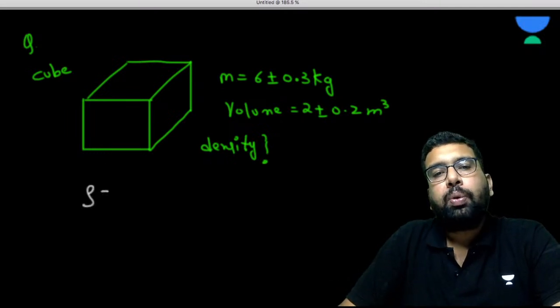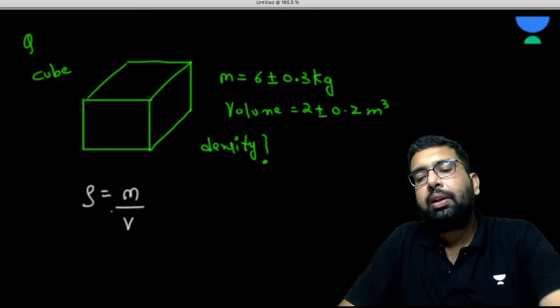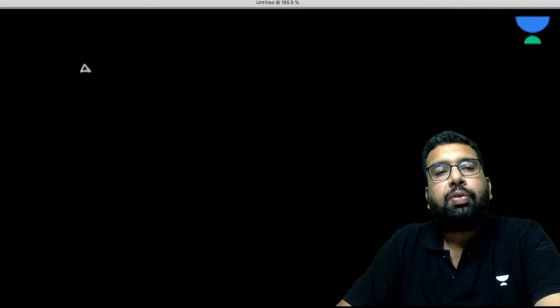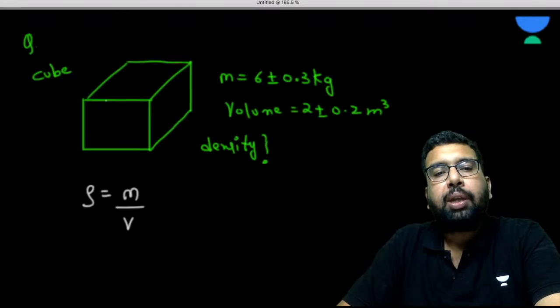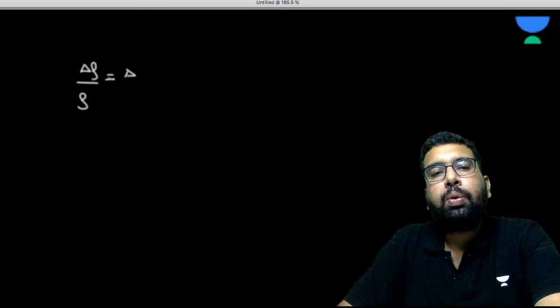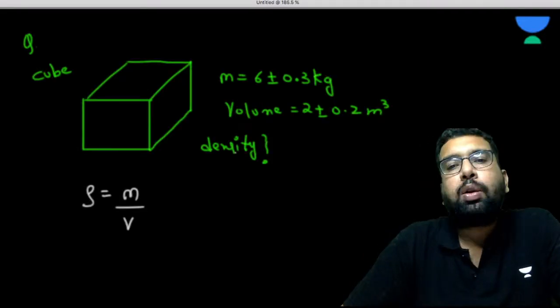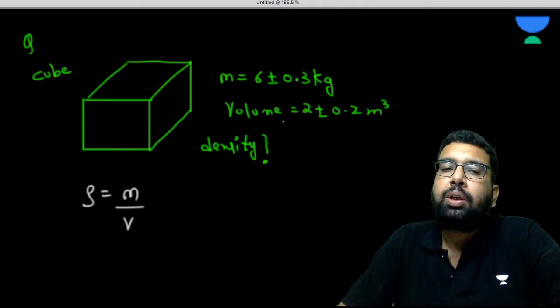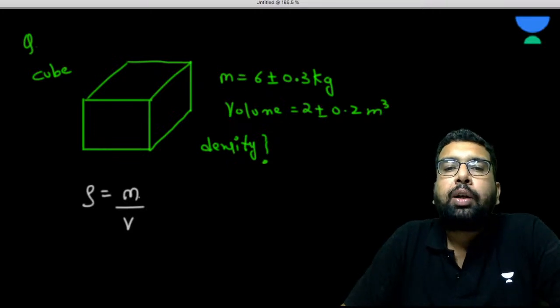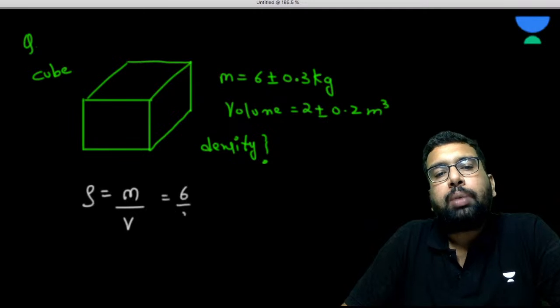Density, let's call it rho, is mass per unit volume. Okay. Now, this is in the form of division. So, whether it is division, whether it is multiplication, we can go like this. So, delta rho by rho is equal to delta m by m plus delta v by v. Very, very simple. Now, what is this delta rho? We want to calculate that. What is this rho? So you use the formula of rho on the true value. So mass per unit volume. So you are using the true value. So it is going to be 6 by 2.